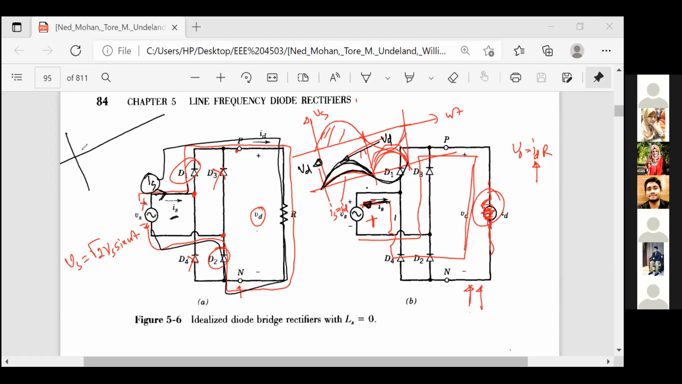If I plot the VS here against T, the current will have the wave shape like this. This is your VS and this is your IS. So is the IS current sinusoidal or non-sinusoidal? Source current? Sinusoidal. Okay, good.